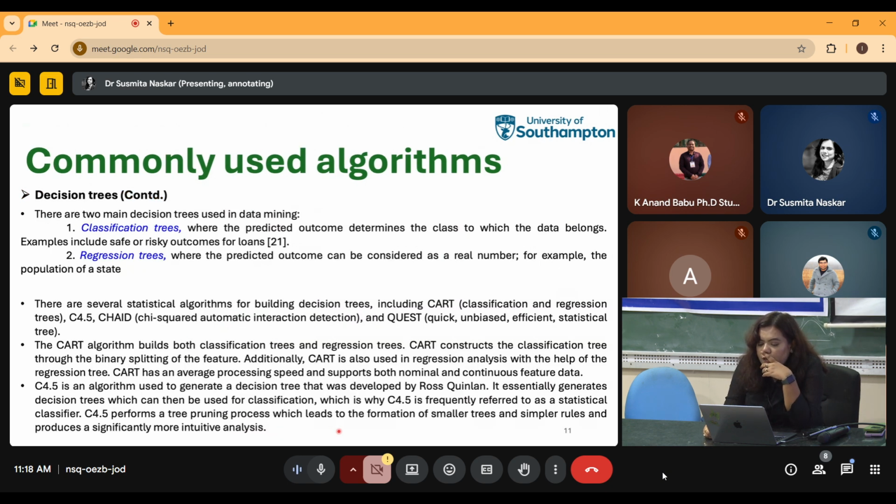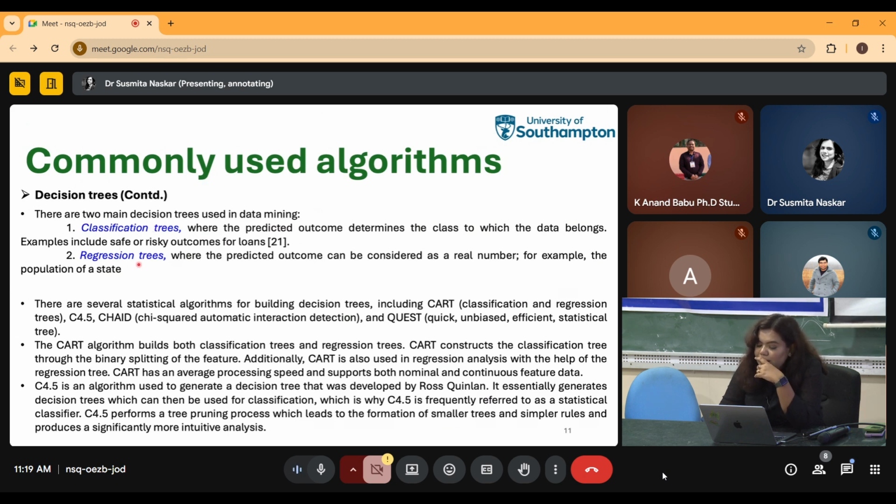Now, continuing with the decision tree, there are two main types in data mining. The first one is, as I said, the classification tree, and the second one is the regression tree. The classification trees are used mainly to predict the outcome and determine the class to which the data belongs. For example, banks often use a classification tree to decide whether a loan applicant falls into the safe or the risky category. That counts as a classification tree.